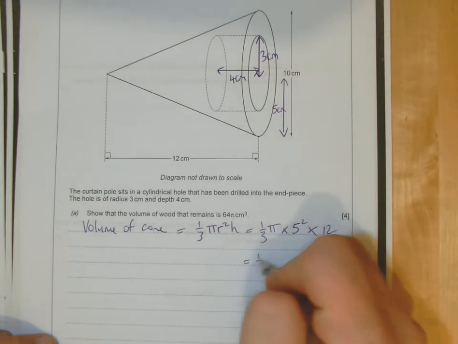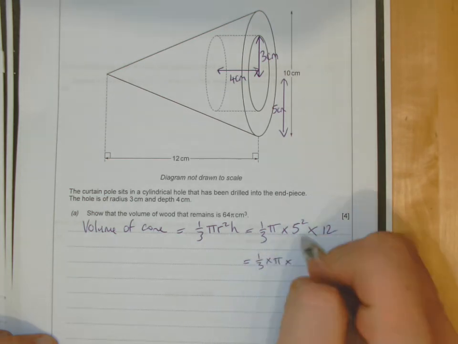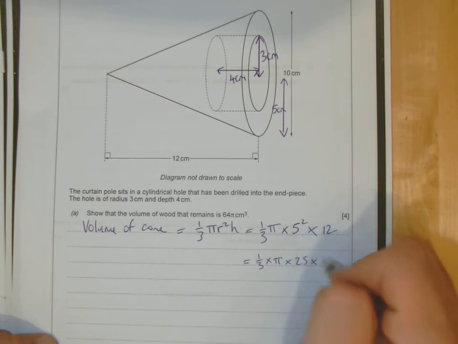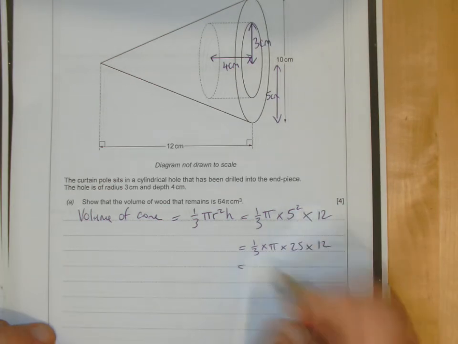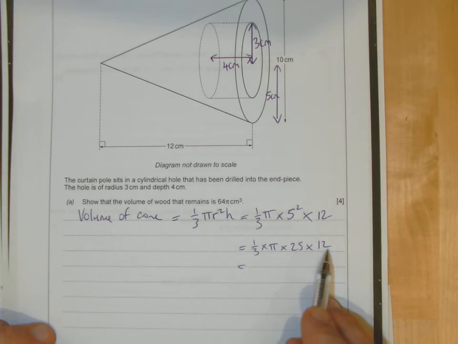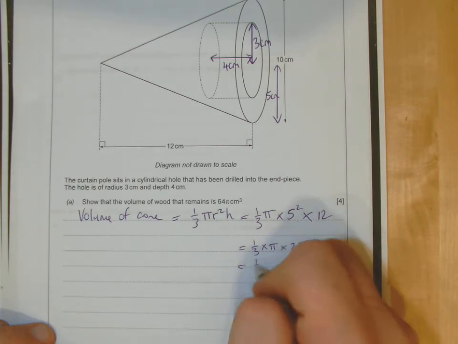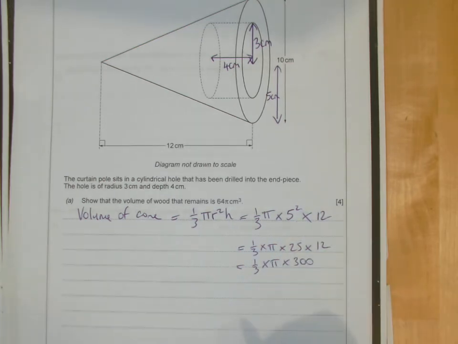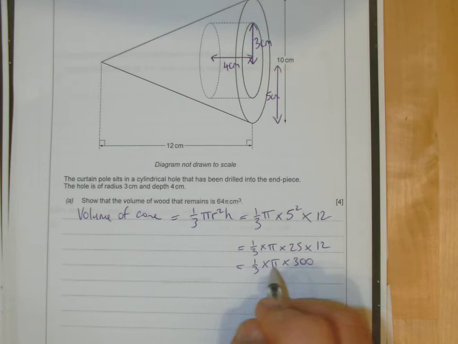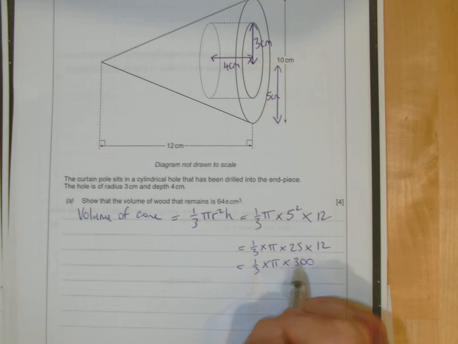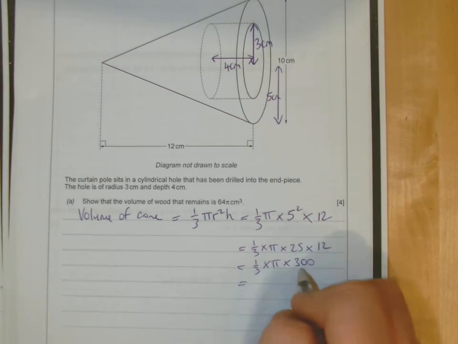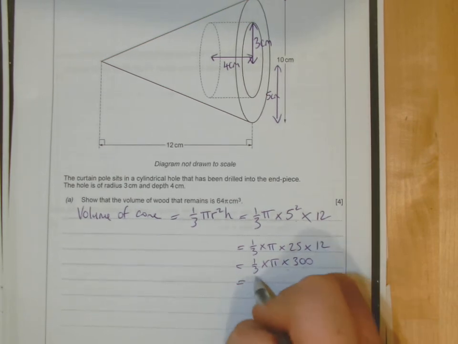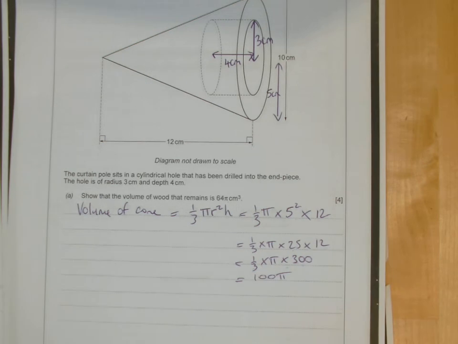So we've got 1/3 times pi times 25 times 12, and if we think about 25 times 12, that actually comes to 300. Then you can put the pi at the end and just do 1/3 times 300. It doesn't matter what order you multiply in. A third of 300 is 100, so it'll be 100 pi. And there's our volume of the cone.